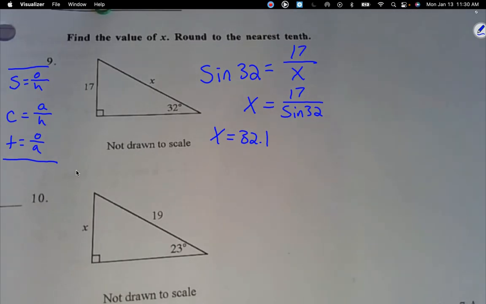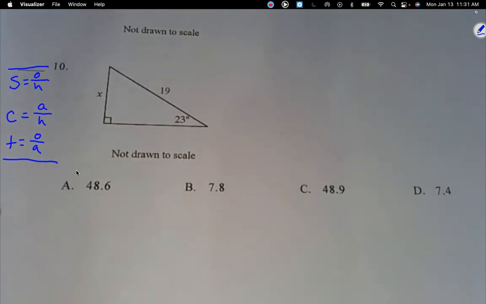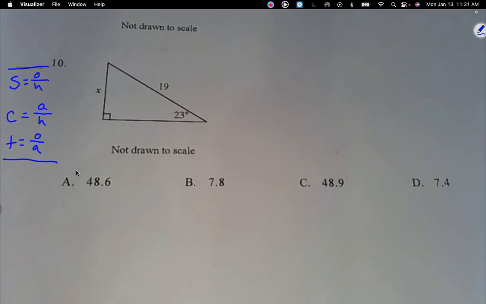Yeah? Alright. Then the last one. Okay, this one, again, I'm starting at my angle, which is 23. Is this one sine, cosine, or tangent? It's sine again, so I'm going to say the sine of 23 equals opposite, which is x, over the hypotenuse. Now this one looks different, so I solve it different. What do I do to get x by itself? Multiply by 19. And I'm just going to type that right here in my calculator. 19 times sine 23. What's your answer? 7.4. There you go.